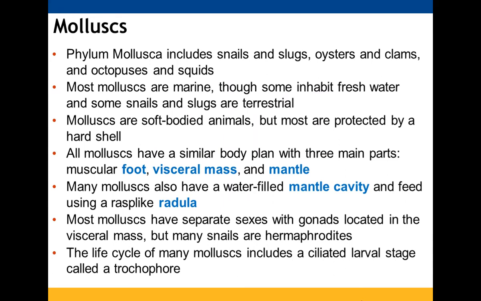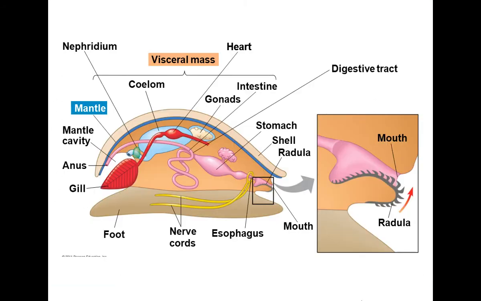Mollusca: snails, slugs, oysters, clams, octopus, and squids. Most of these are going to be found in marine environments, but you can have some that are found in freshwater and some that are found on land. They tend to be soft-bodied animals protected by a hard shell. They have a similar body plan that consists of three features: a muscular foot, a visceral mass, and a mantle. They have separate sexes. Their gonads are located in their visceral mass. The snails are often found as hermaphrodites. And then they have a life cycle with a ciliated larval stage called a trochophore. So there's an anatomical breakdown of a mollusk.